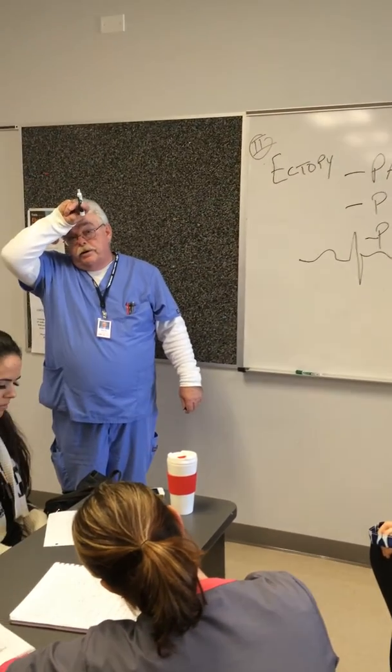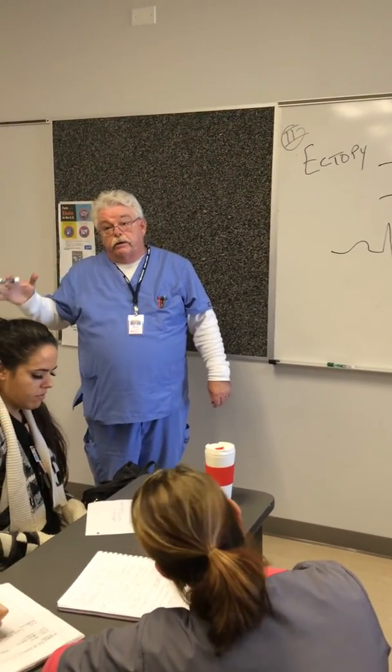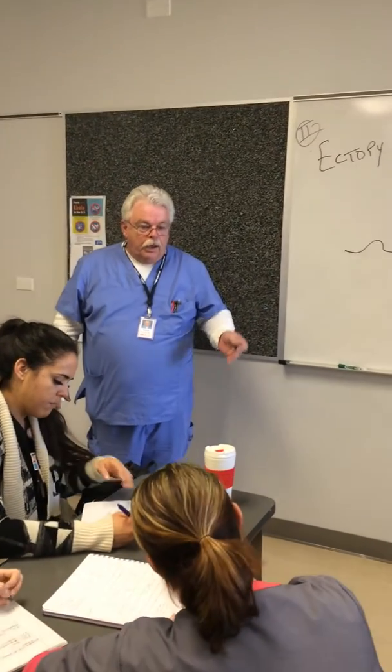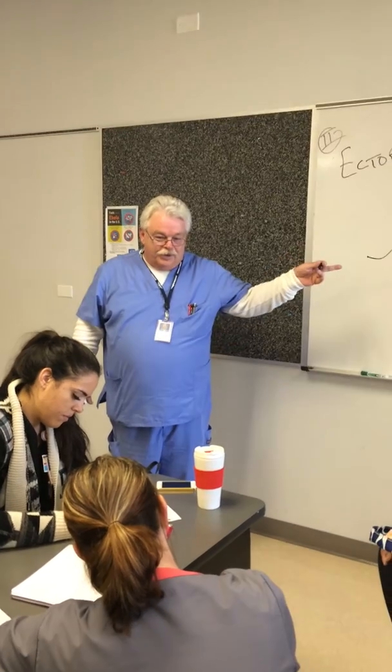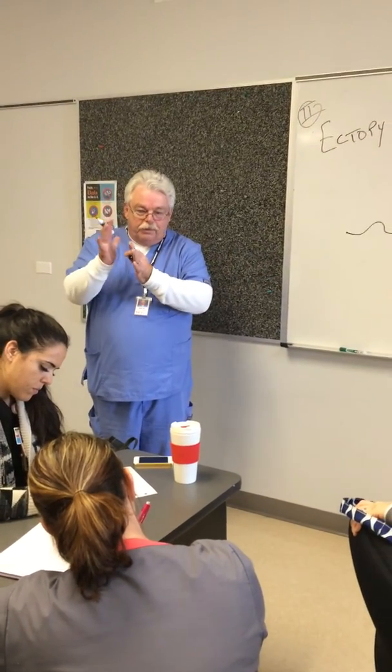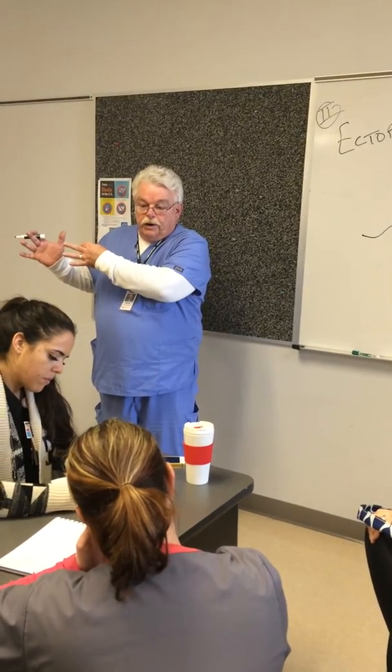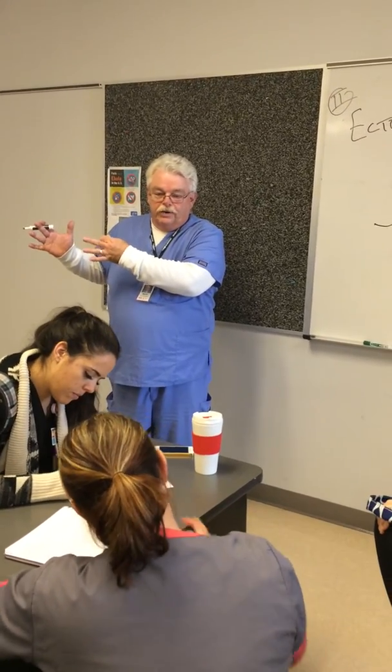Okay. When you're reading the book and they say irregularly irregular and regularly irregular, irregularly irregular is AFib. Regularly irregular is bigeminy. Because it's irregular, it's premature by definition, but you can predict where they're going to happen. You can predict where they're going to show up. That's regularly irregular, bigeminy.